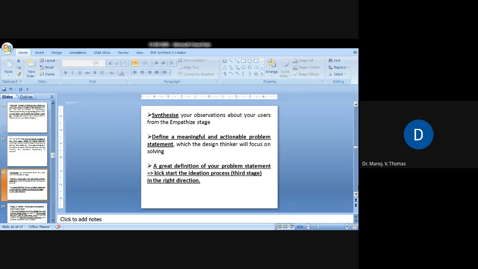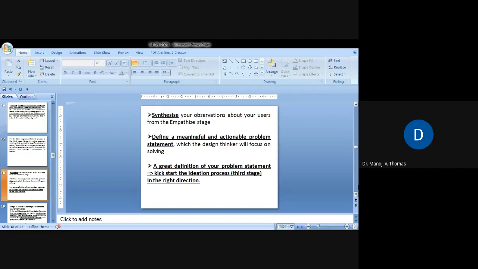And here you define a meaningful and actionable problem statement. What is an actionable problem statement? Whatever you encode as a problem statement should be something people can work upon, so that they should be able to solve that problem. If you cannot solve a problem, then there is no use in forming that problem statement. So whenever you form the problem statement, it should be actionable so that you can have some solution. You can devise a strategy to solve that issue.